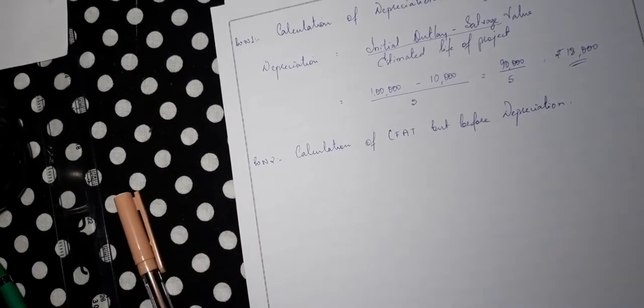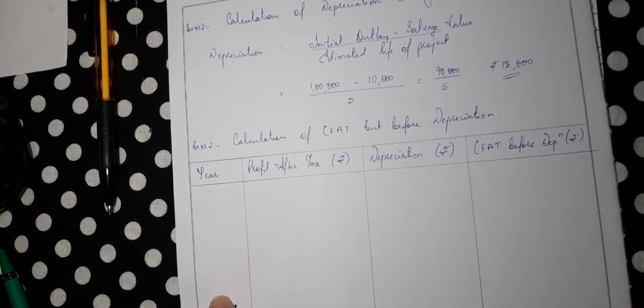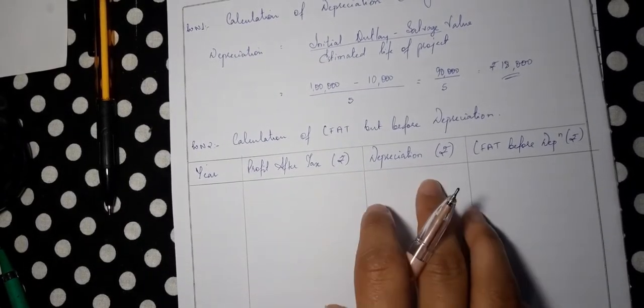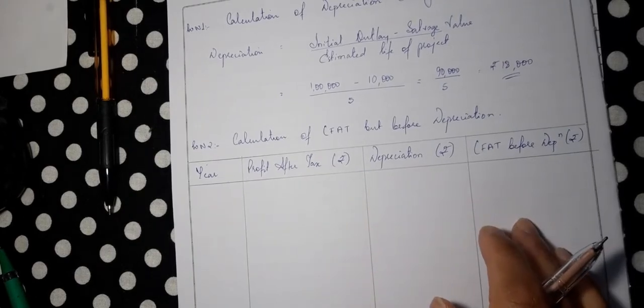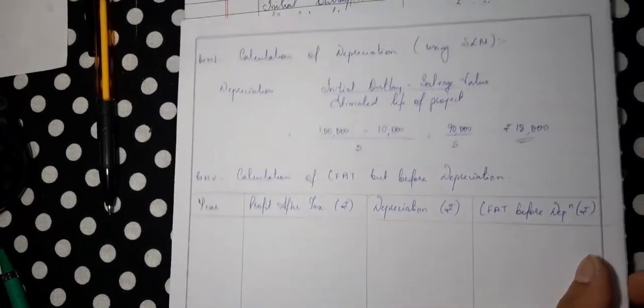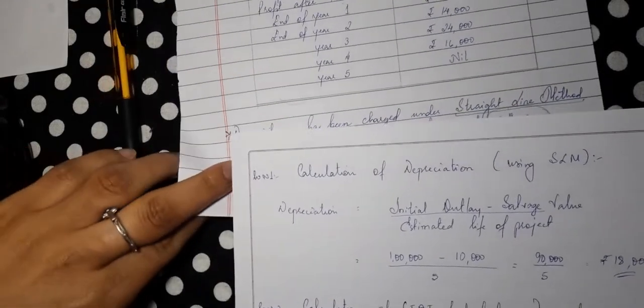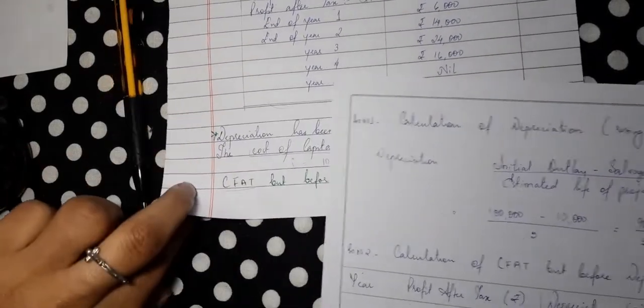Let's prepare a table for this. I've prepared a table with 4 columns: year, profit after tax in rupees, depreciation in rupees, and cash flow after tax before depreciation in rupees. There are 5 years, which you can see clearly from the question. Let's look at the question once again while we are filling up these areas here.